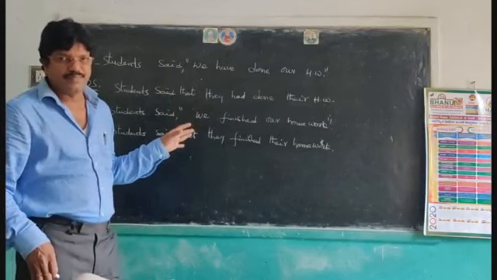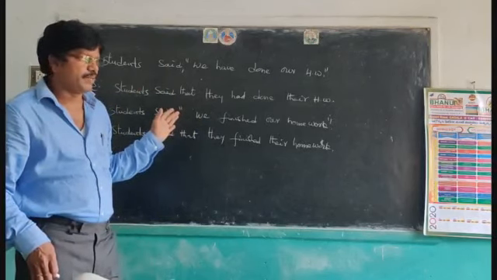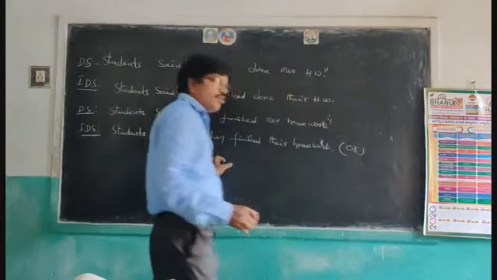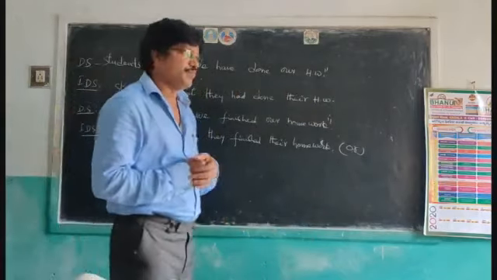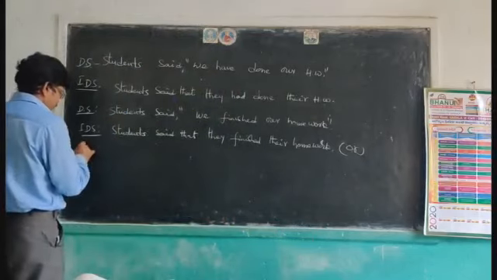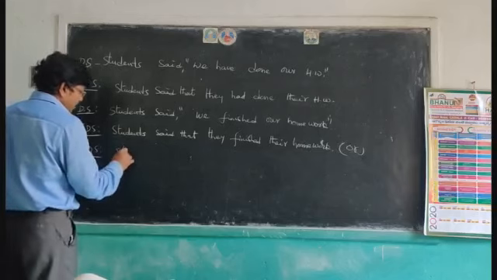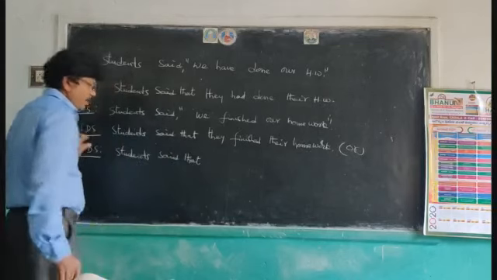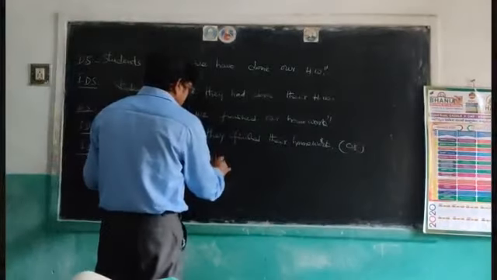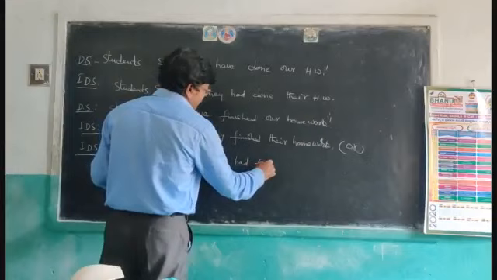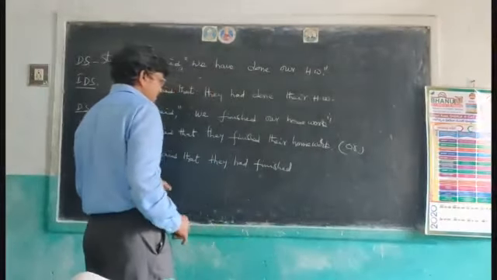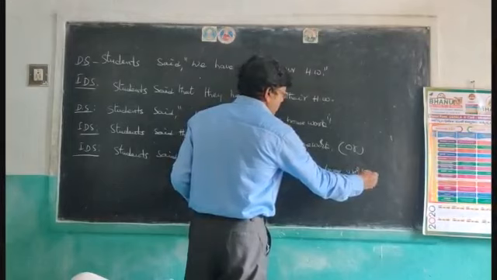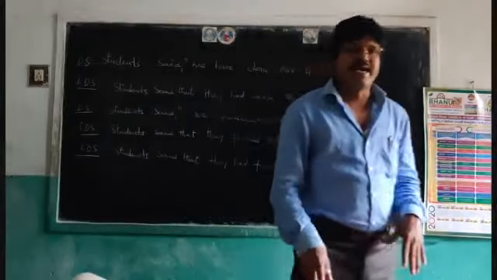Past tense changes to past tense. In indirect speech, if it is a past tense reporting speech, indirect speech is also past tense. Or sometimes we write past perfect tense also. Students said that they had finished their homework. They had finished. Copy down.